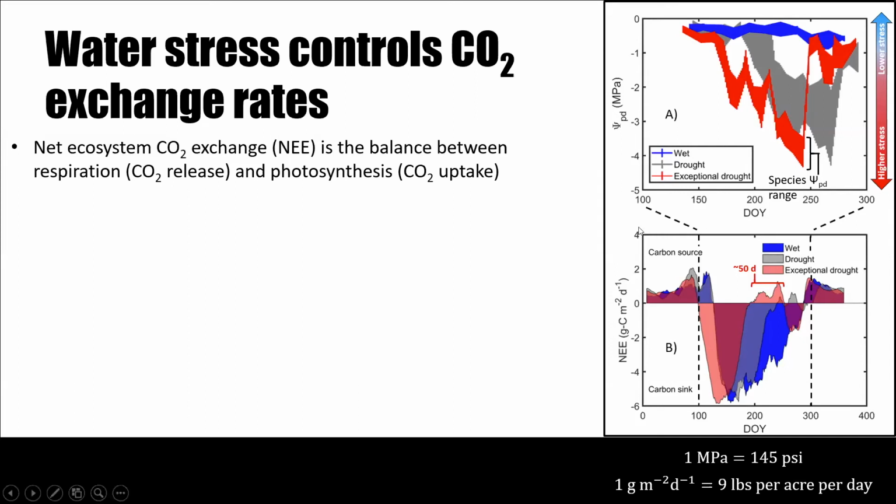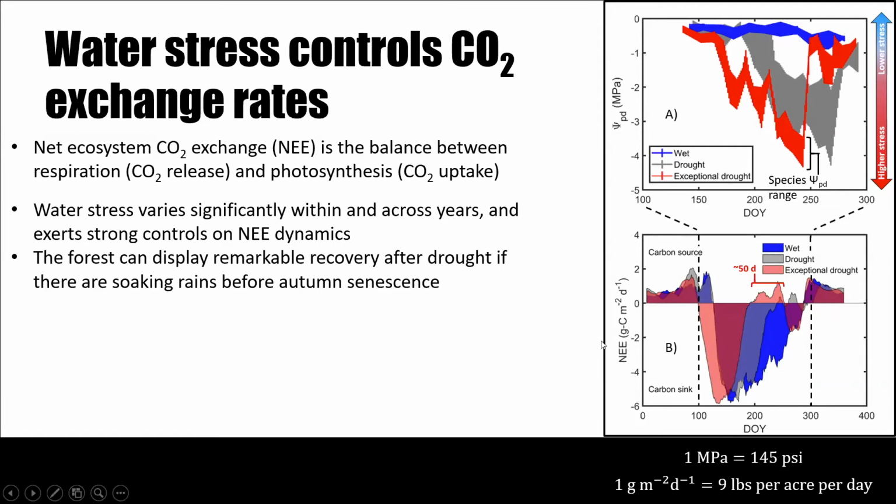On the bottom here, you can see our net ecosystem CO2 exchange, or NEE, plotted on our vertical axis and day of year on our horizontal axis. And so in this panel showing our NEE dynamics, when you see positive numbers up here near the top of the panel, that means that the forest was a carbon source. So it was breathing out or exhaling CO2. And when you see negative values, particularly between these vertical dashed lines, that means the forest was a carbon sink. So it was breathing in more CO2.